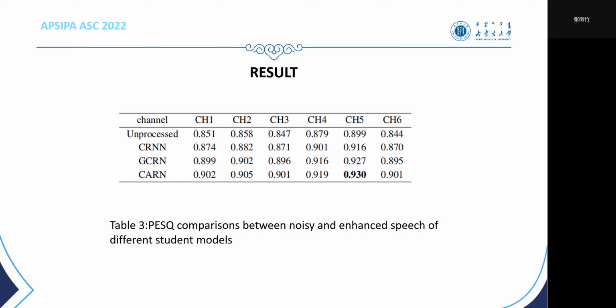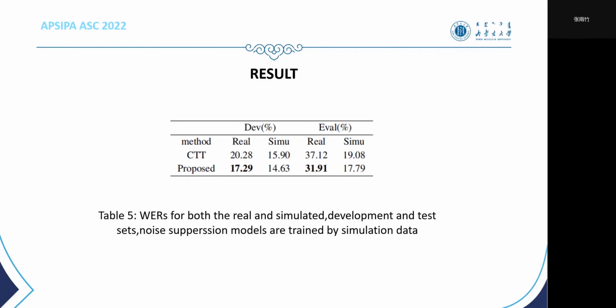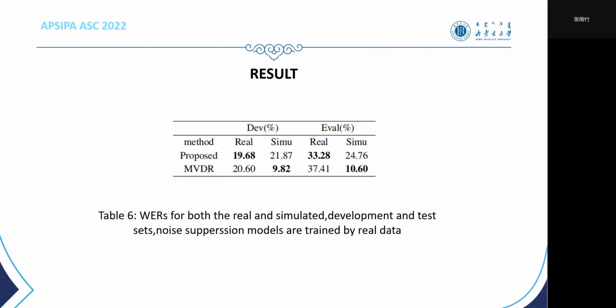Table 3 presents the PESQ scores of student models over 6 channels on an untrained noise type. Table 4 shows the STOI scores of using different student models over 6 different channels. Table 5 lists the WERs of the development set and test set when using our approach and the clean target training method as the front-end enhancement model of the ASR.